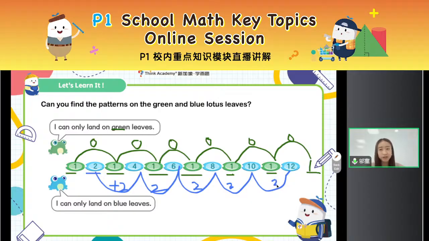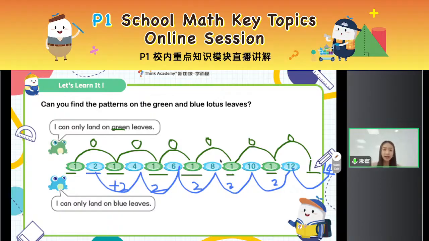Okay, if you were the little frog, the blue one, could you please tell teacher which leaf you are going to land on? Let me check. Which little frog gets the answer first? Yes, it must be 14. Yes, excellent. Okay, after 12, we add another 2.